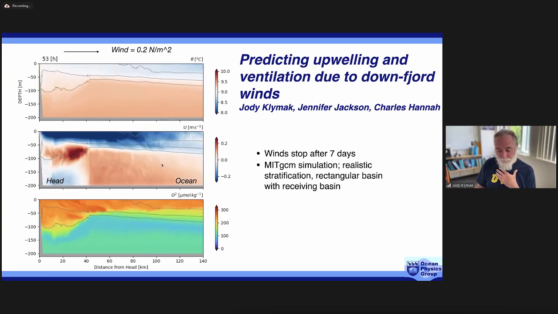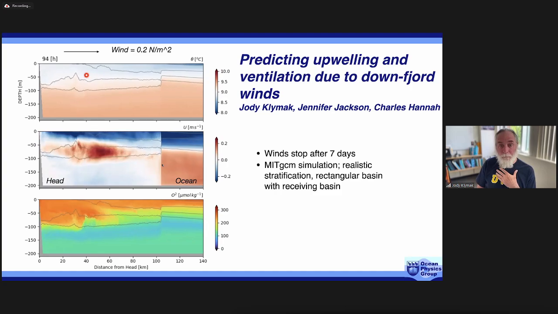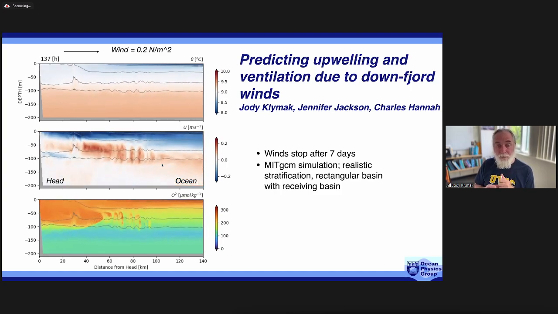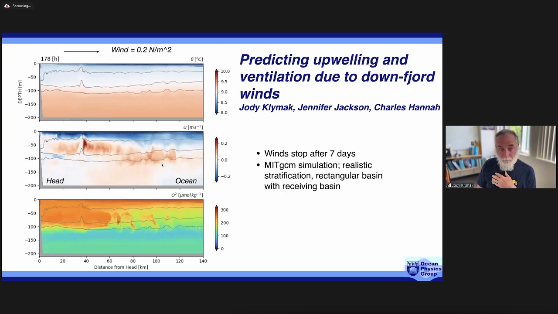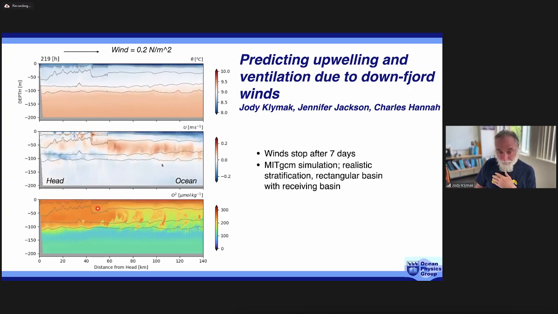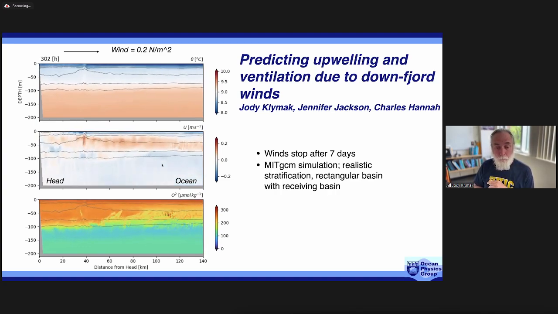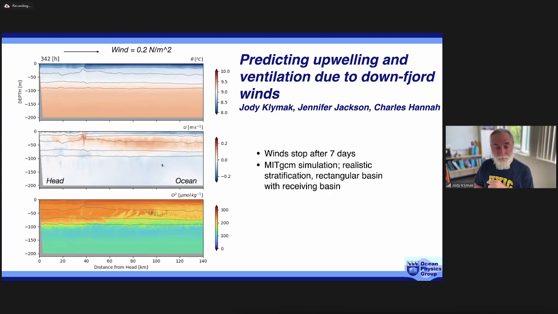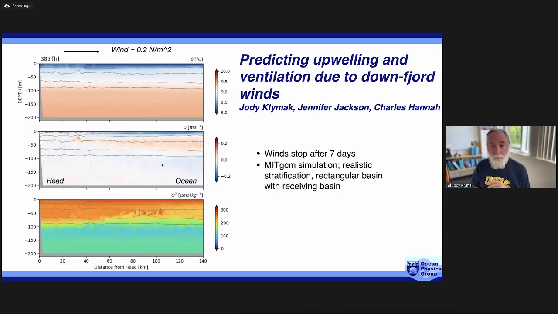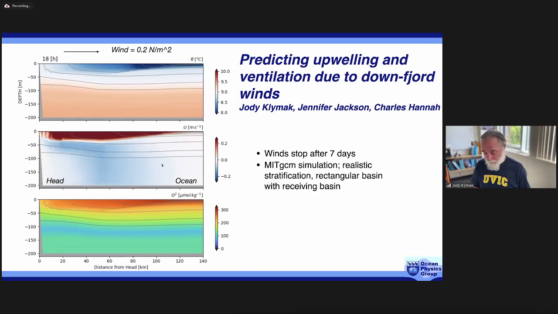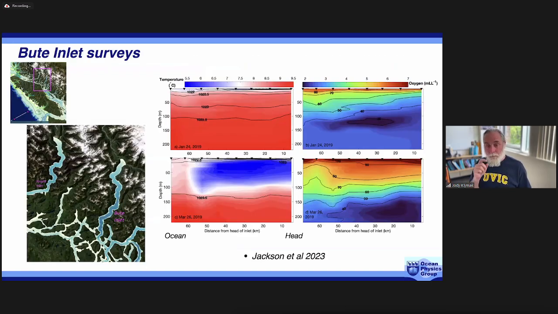And then when the wind stops, the fresh water comes back in, you get a complicated seiche that sets up, and you end up, what we're interested in is this pocket of higher oxygenated water that gets down to about 100 meters. And so that has obviously implications for the health of the fjord, and we'd like to be able to predict that. So the motivation for this comes from a study that Jen Jackson did looking at Butte Inlet.